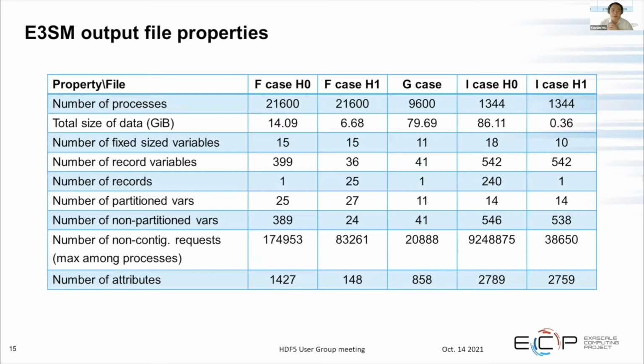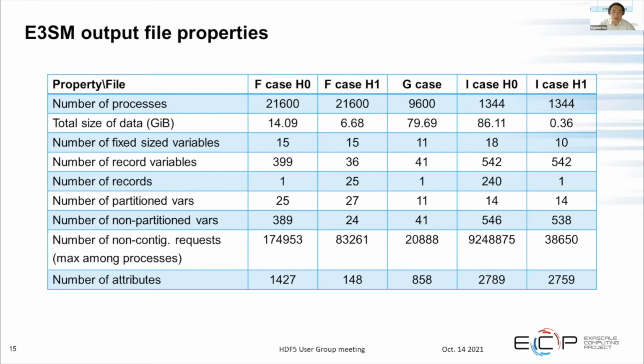The E3SM benchmark outputs 5 files. The atmospheric component, referred to as the F case, writes 2 files using 21,600 processes. The first file contains 15 fixed-sized variables and 399 record variables with 1 record, totaling about 14 gigabytes. The second file contains 15 fixed-sized variables and 36 record variables with 25 records, totaling about 7 gigabytes.